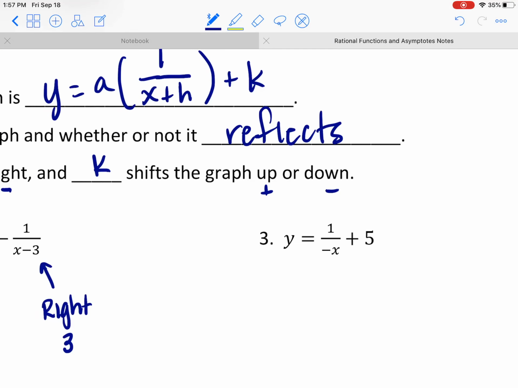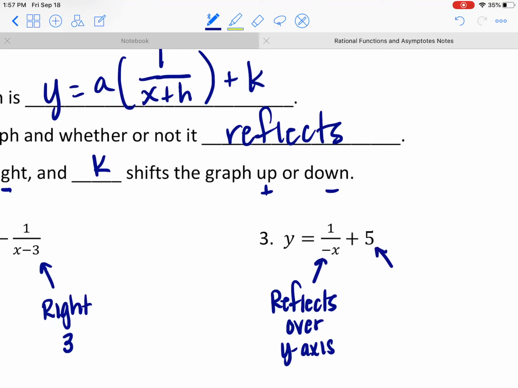Okay, and then lastly here, this negative, so multiplying the function by a negative reflects it over the x-axis. If I multiply x by a negative, then it technically reflects over the y-axis.